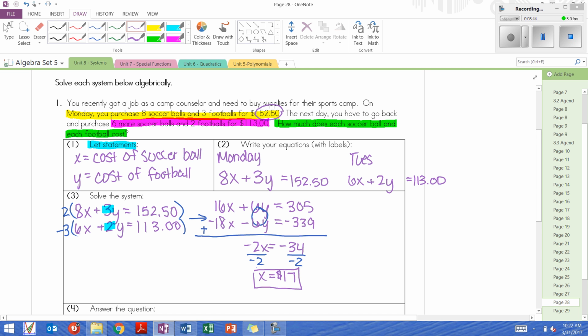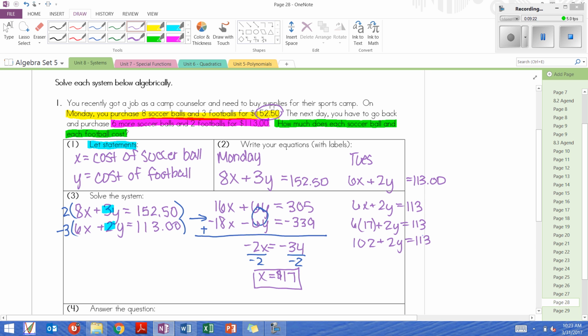Okay, so there's our x value. And our y value, we can pick either one of the 2 equations. I'm going to go with the bottom one. So 6x plus 2y equals 113. I'm going to leave off the decimals. I don't really need them. So this would become 6 times the 17 plus 2y, because now we know what the cost of the soccer ball is. And then we're just going to solve. So 6 times 17 ends up giving us 102 plus 2y equals 113.